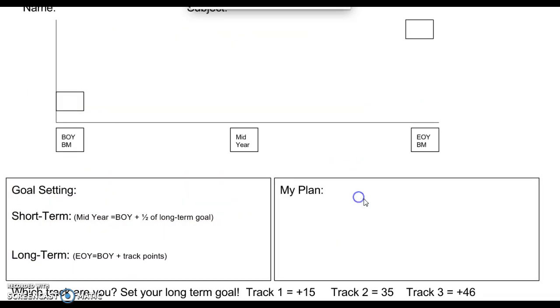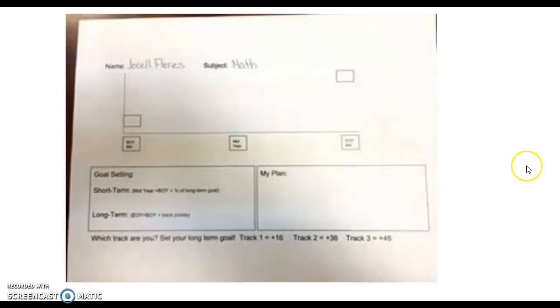All right, so what you're going to get here soon is our goal setting sheet that we're going to do. So please pay attention so that you understand how to fill this in when your teacher gives this to you. So this is going to help us to set short-term goals for ourselves and long-term goals. So let's look at an example here for Joselle Flores, who's going to be setting some goals for math.